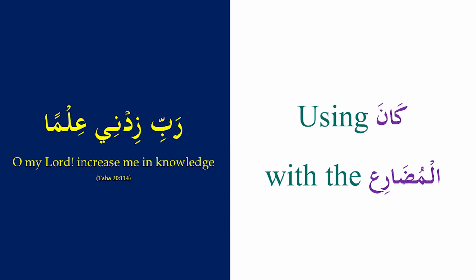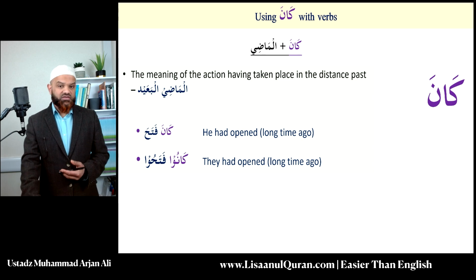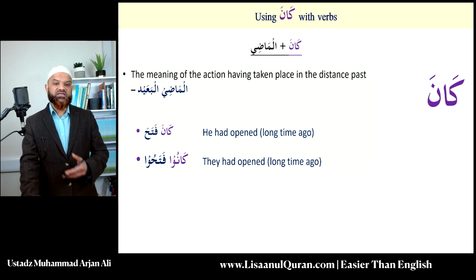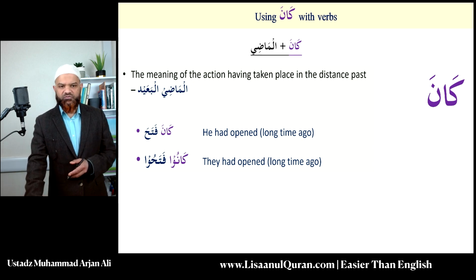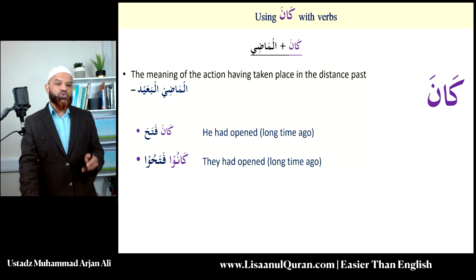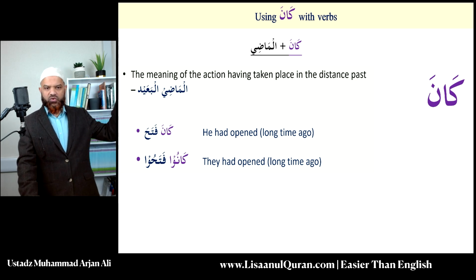Using kana with the imperfect tense al-mudari. Kana is very commonly used in the Quran. It is the most commonly used verb. It's actually a verb in its own right. It's called a special type of verb called fi'lun naqis, deficient verb. We'll look at a specific lesson on kana, inshallah ta'ala, in this first part of the course. But here I need to mention two very important points. Kana, when it's used with the madi, it gives the meaning of something that happened long time ago. So kana fataha, he had opened some time ago.